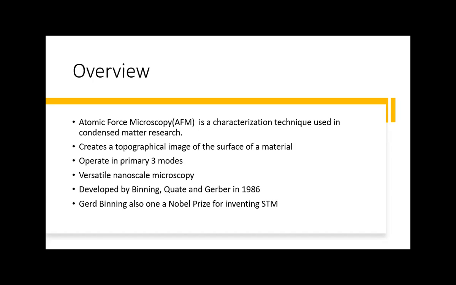It's pretty versatile. You can use it on a range of different materials. It doesn't require conductive materials like STM or anything like that. What you get is about a nanoscale map of a surface. It was developed by Binnig, Quate, and Gerber in 1986. Binnig was the inventor of STM as well, around the same time, and he won a Nobel Prize for that the same year.